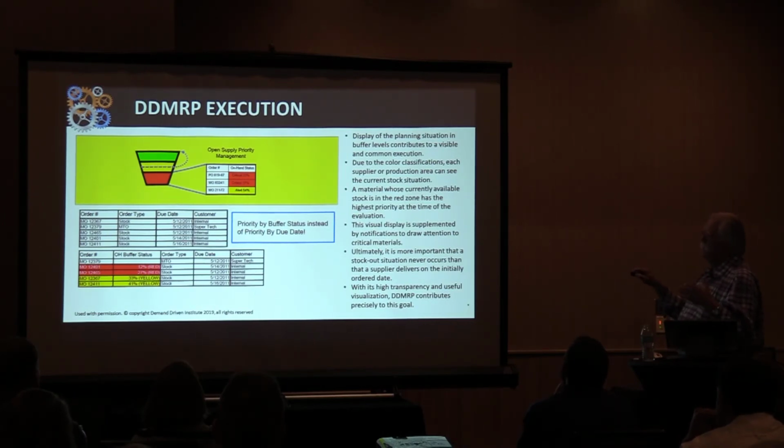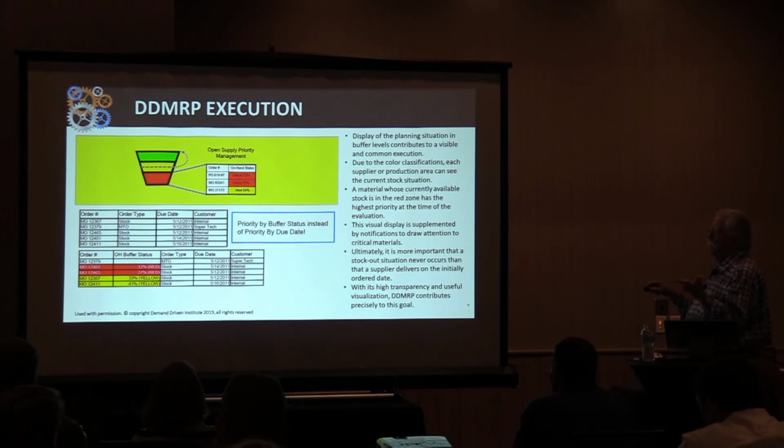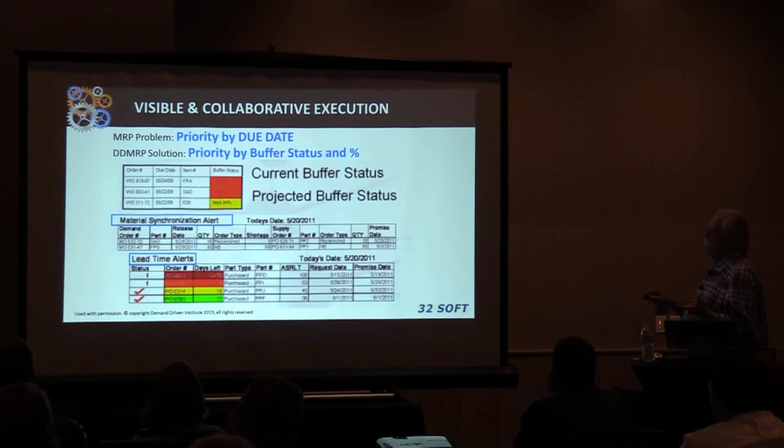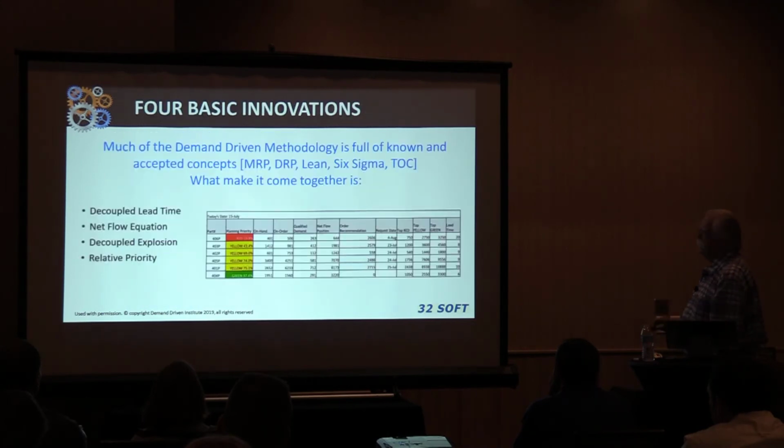The buffers allow you to look at the zone that it's in along with a percentage of importance, basically. You don't have that in MRP because it's based on the buffer status instead of priority by due date. What's MRP? MRP is priority by due date. So the planner goes through, calculates this, and based on these colors and the reports that come out of the DDMRP system, we are looking at material synchronization, lead time alerts, lots of tools that help us with this difference between due date priority and buffer status.